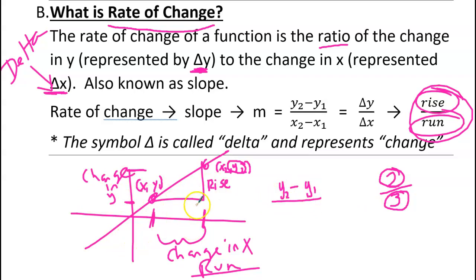Same thing with the x's, or the change in x. If I want to find out what my change in x is, I'm going to take my second x value, how far over did I end up right here, right? I ended up this far to the right.